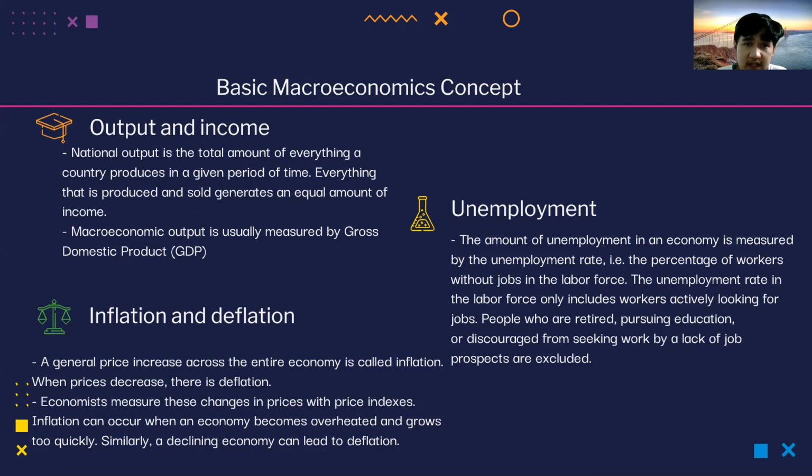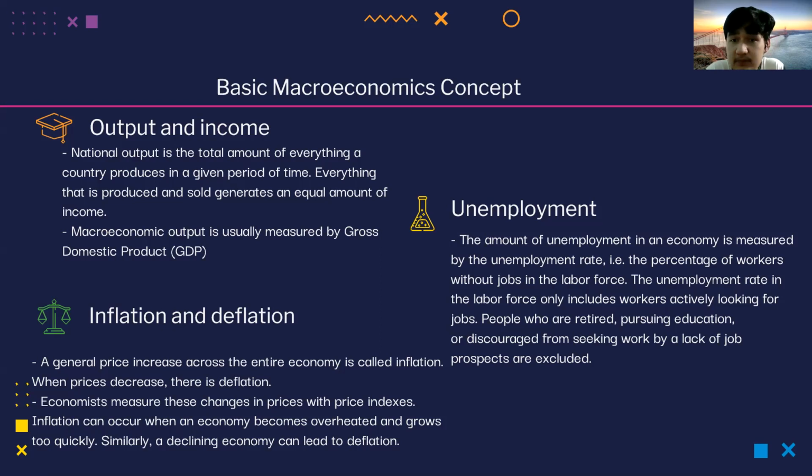National output is the total amount of everything a country produces in a given period of time. Everything that is produced and sold generates an equal amount of income. Macroeconomic output is usually measured by gross domestic product or GDP. Gross domestic product is the total monetary or market value of all the finished goods and services produced within a country's borders in a specific time period. As a broad measure of overall domestic production, it functions as a comprehensive scorecard of a given country's economic health.